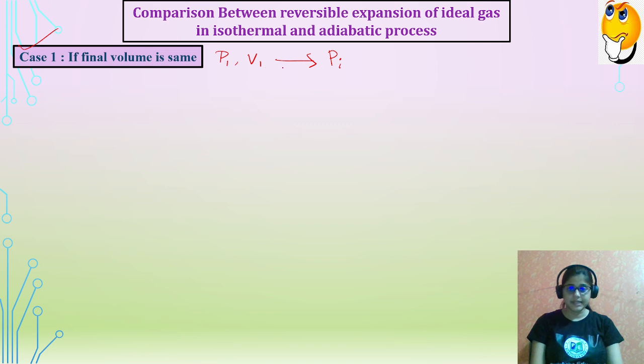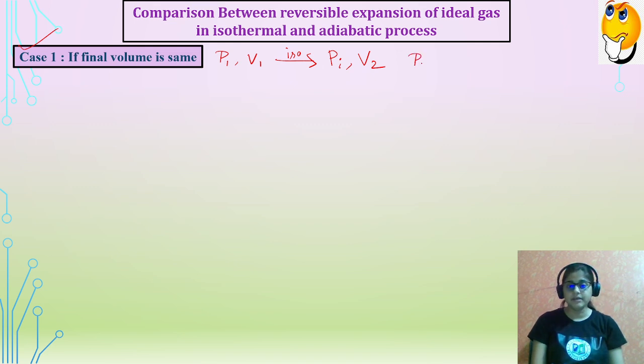So for the isothermal case, I am taking this process. Again for comparison, we have to take the same system and drive it towards different pathways, one by one. So first we are taking isothermal. For the isothermal case, P1 is the pressure, V1 is the volume, and Pi is the final pressure of the isothermal case, and the final volume is V2, let's say. Now for adiabatic, what will be there?